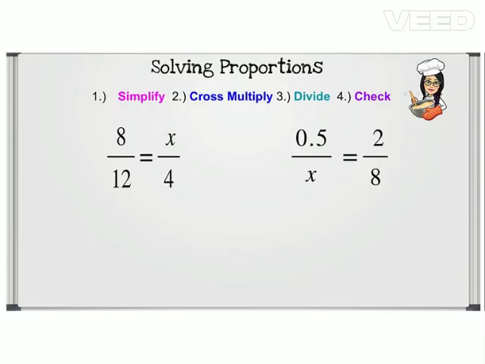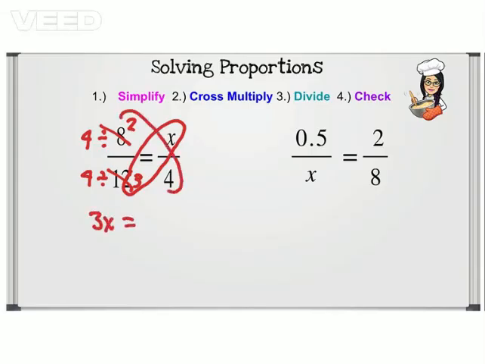Simplify 8 over 12, dividing them both by the GCF, which is 4. 8 divided by 4, 2. 12 divided by 4, 3. Let's go ahead and cross multiply. 3 times x is 3x. And 4 times 2 is 8.